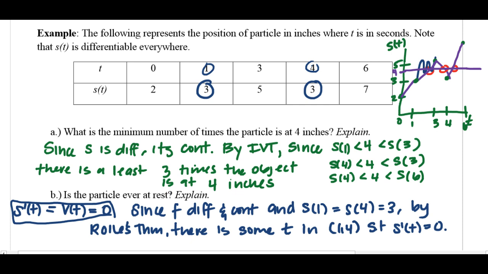So is the particle ever at rest? So since f is differentiable and continuous and s of 1 equals s of 4 equals 3, by Rolle's theorem there is some t in 1 to 4 such that s prime of t equals 0. So yes, the particle is at rest.